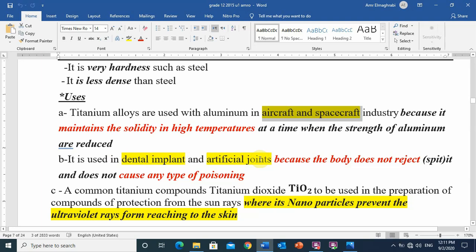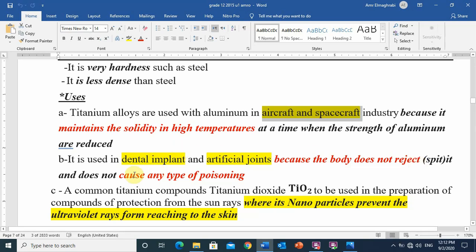Why? Because of two reasons. The body doesn't reject it. As we know, reject here means the body refuses it. Most transplants, like a kidney or heart, when we put something like this in the human body, the body can reject it. We give medicine to stop the body rejecting the organ. In the case of dental implants and artificial joints made of titanium, the body doesn't reject it. We don't need medicine to stop this process.